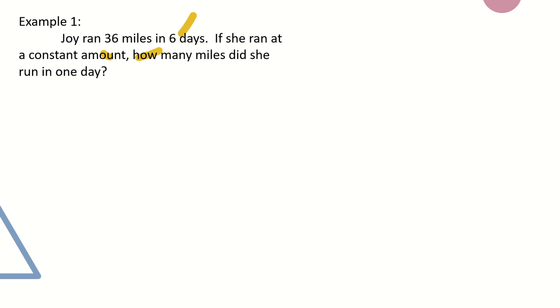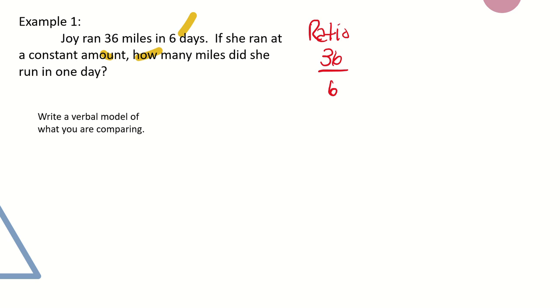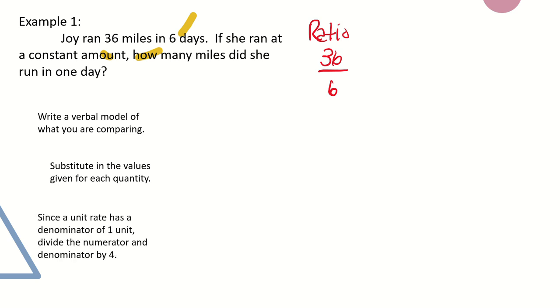We know that 36 over 6 would be my ratio. Let's write that down. We would get my rate by writing down what we are comparing. So let's look at that next. Write a verbal model of what we are comparing. Substitute the values in for each given quantity. And then, since the unit rate has a denominator of 1, divide. This is how we figure out my unit rate.